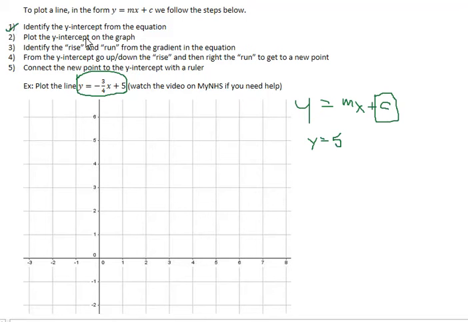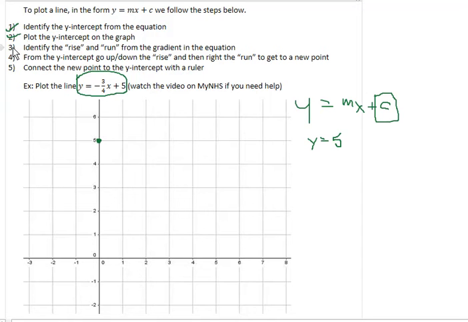The second step is to plot the y-intercept on the graph. Remember, the y-intercept is where it crosses the y-axis. So I'm going to put a big point right here at 5. Right there I've got my y-intercept put on the graph. So let's give that a big tick.